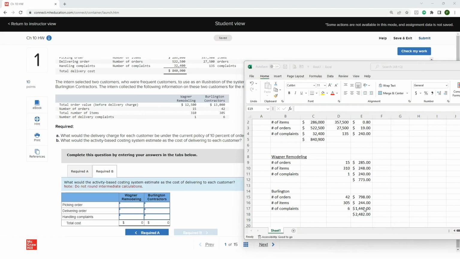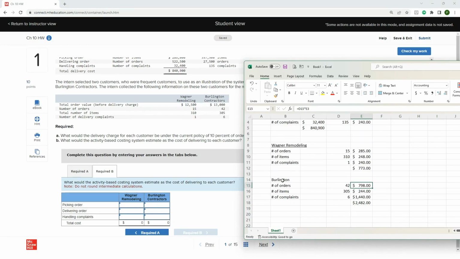So then we just plug in these numbers into question number 1, part B. Remember to plug in the correct numbers in the correct boxes. For picking orders, you're going to put the cost for number of items, and for delivering orders, you're going to put the number of orders. As we can see, Wagner Remodeling and Burlington Contractors, they ordered about the same amount dollar-wise, and the total number of items they ordered were also about the same.